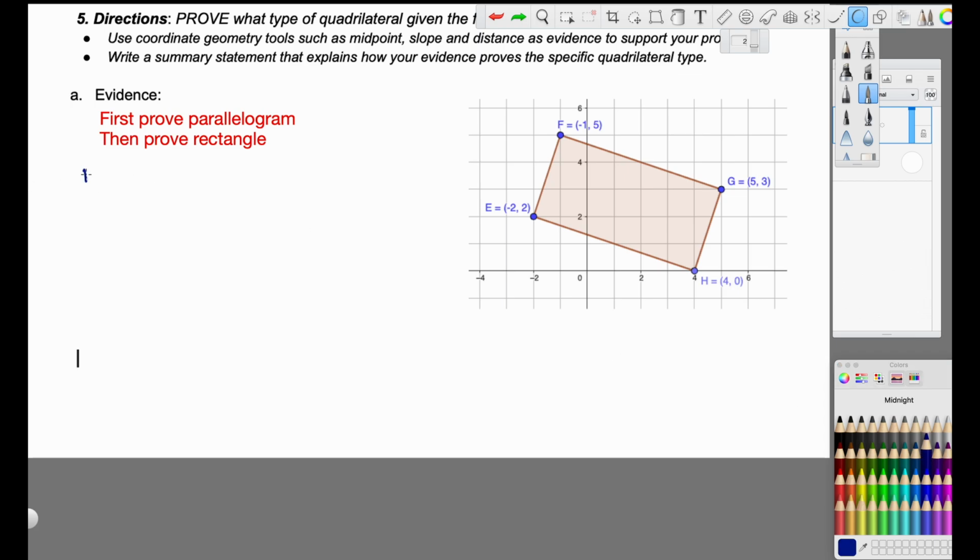So let's do the slope of E to F. And so I see the slope here is up 3 over 1. And the slope of H to G is up 3 over 1. Okay, so that must mean that EF is parallel to HG because the slopes are the same.